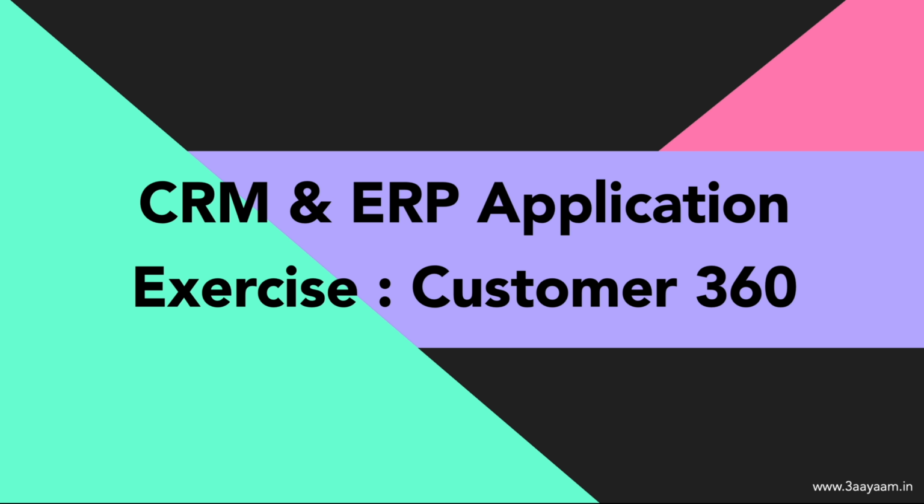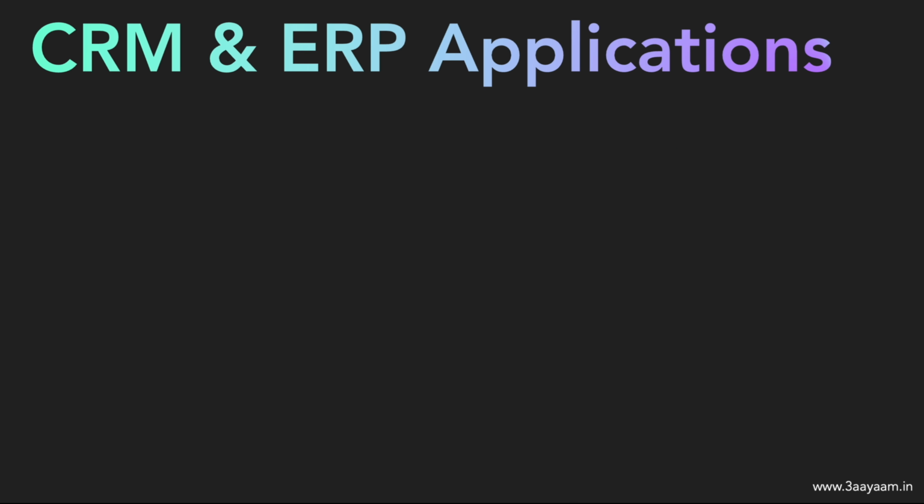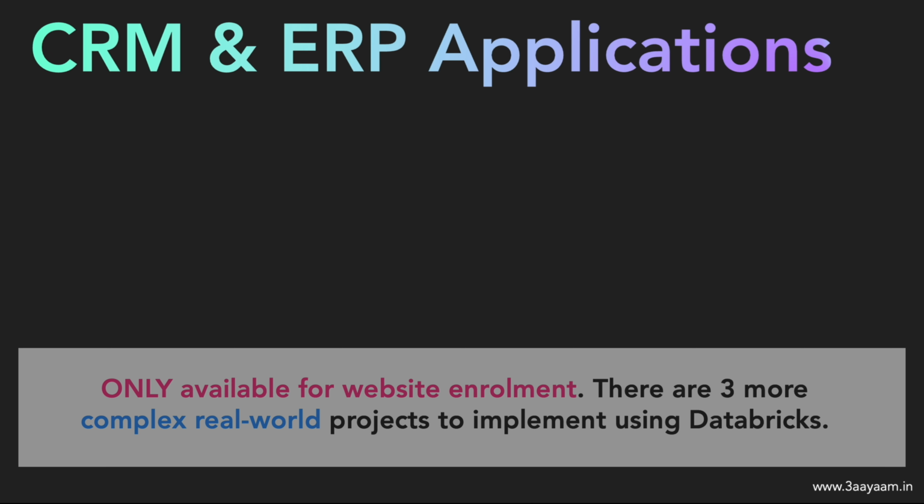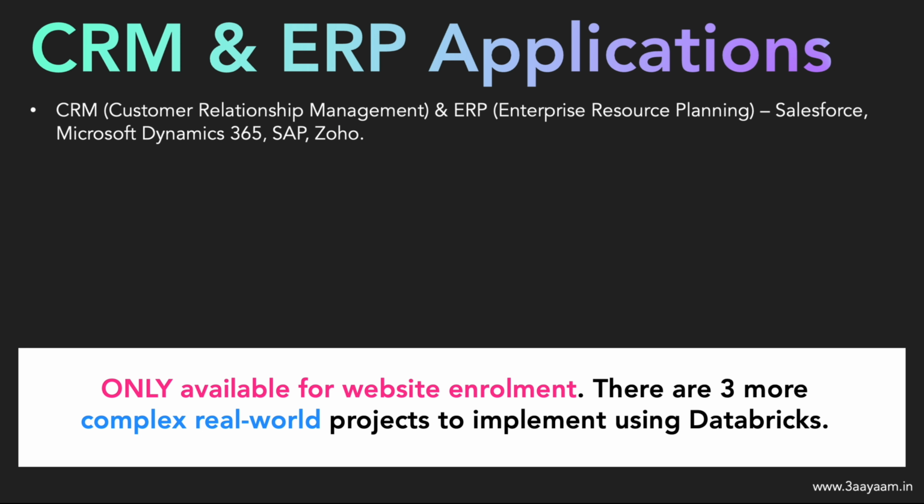But to implement, obviously, you need to know the business use case. You need to know what applications we are trying to implement. So let's try to understand the CRM and ERP applications which Customer360 is a part of. What are CRM and ERP applications? The full form of CRM is Customer Relationship Management, and ERP is Enterprise Resource Planning.